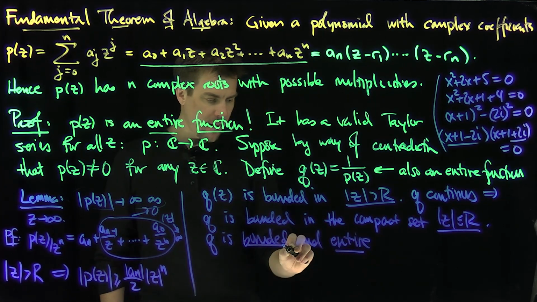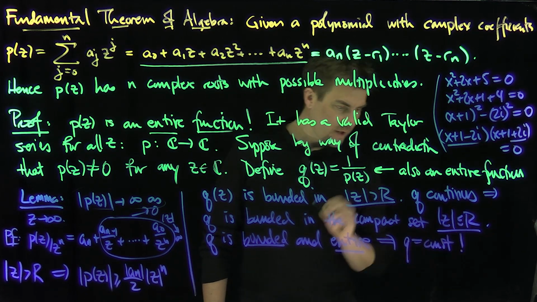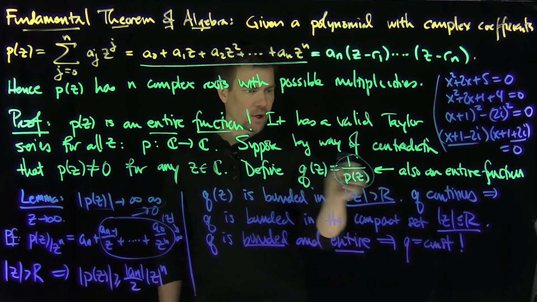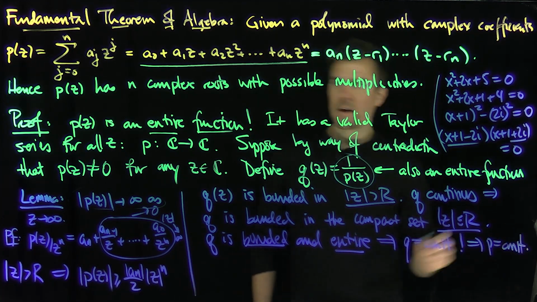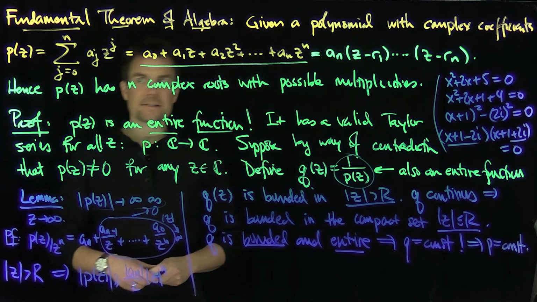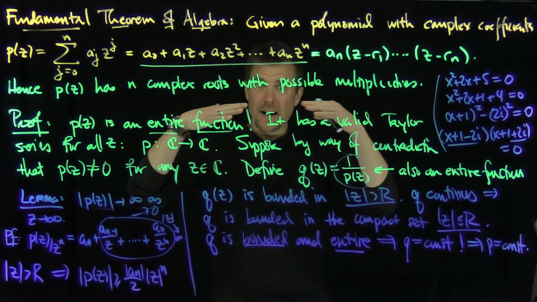And we know by Liouville's theorem that bounded and entire implies that Q is constant. Okay? Now, if Q is a constant, then so is P. Of course, I have to say that it's a non-constant polynomial that looks like this. If the polynomial is constant, there's no roots, right?